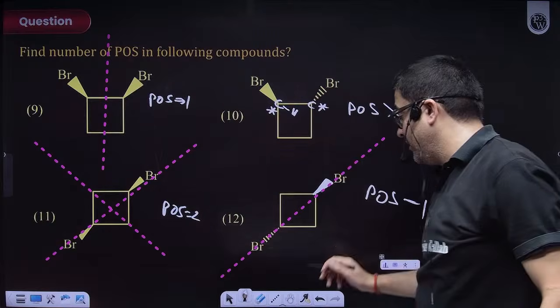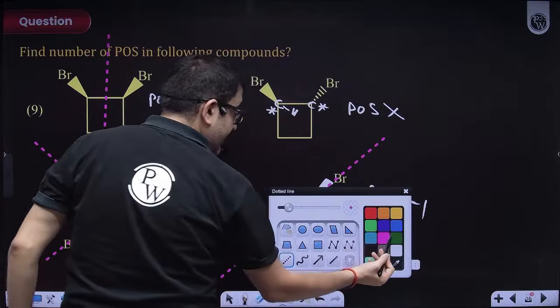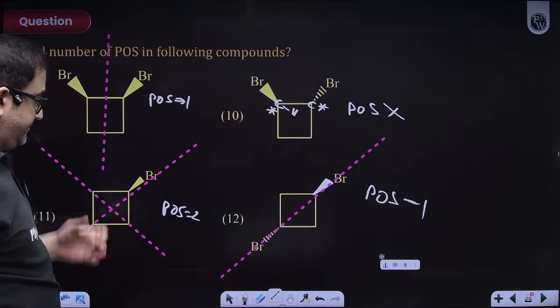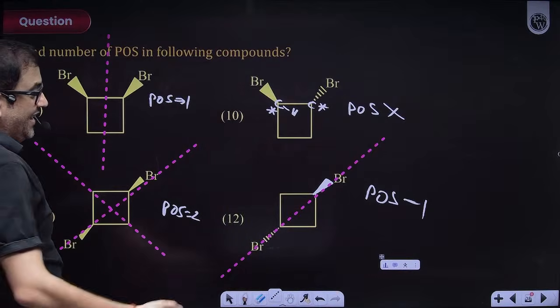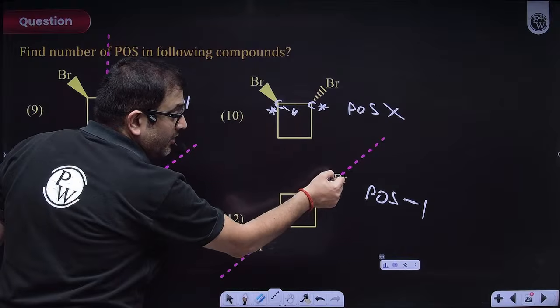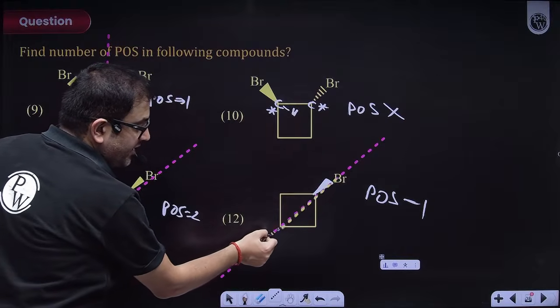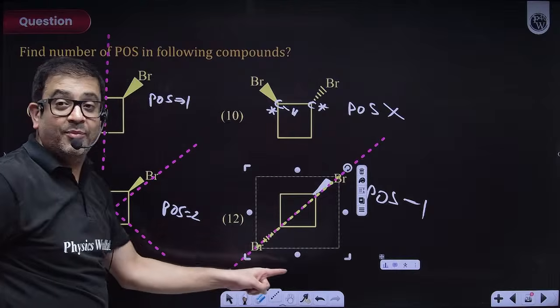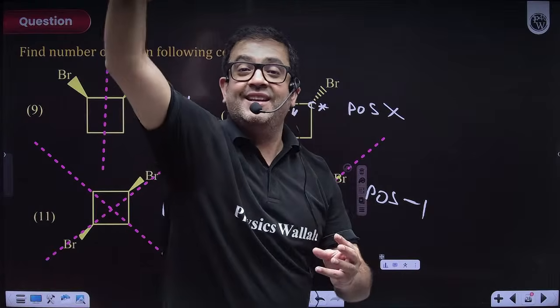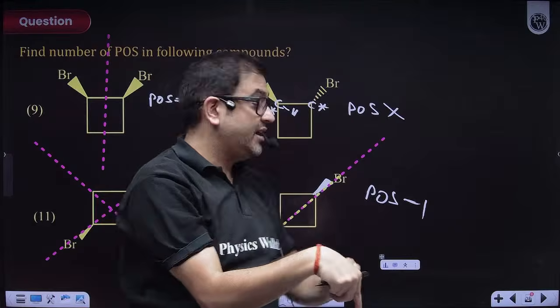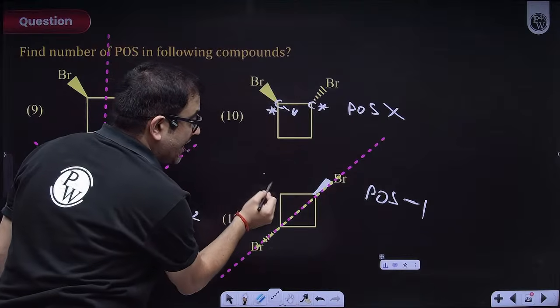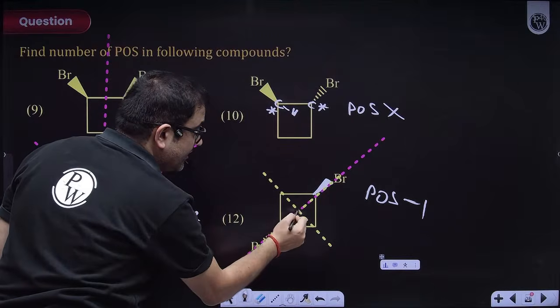Only the last one. Let us check with a different color. Only the last one, beta. How? Sir, one is at the top, so just move through the body center, then it is at the bottom. Again, bromine here, and hydrogen here also, sir. So this will act as a center of symmetry.